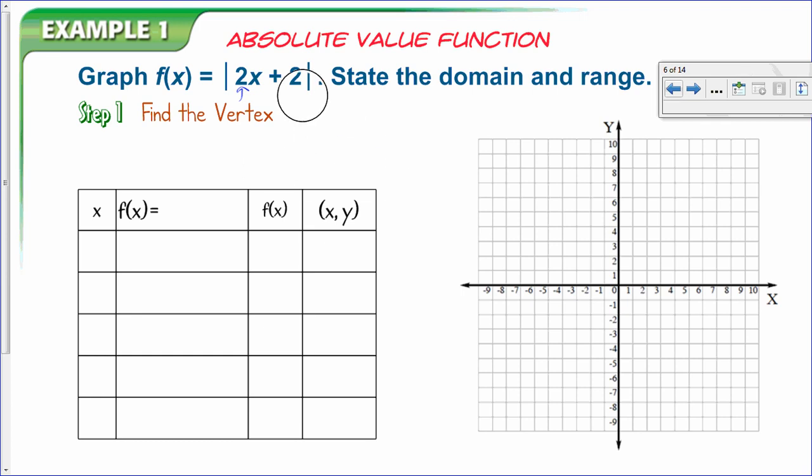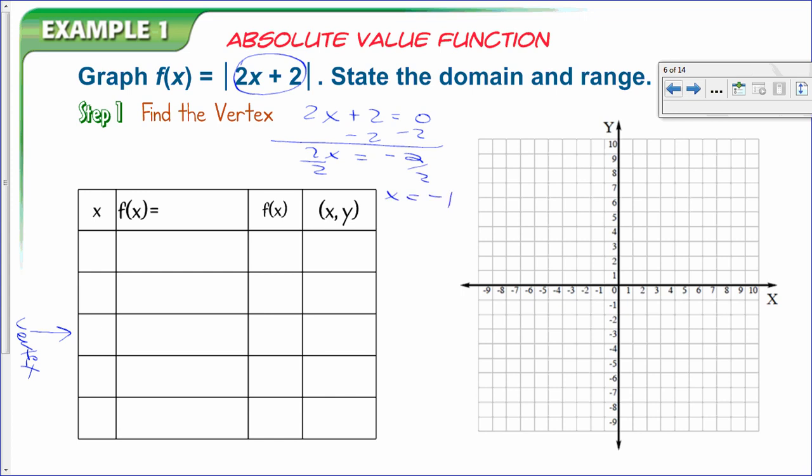So, that being said, what's the first thing that I need to find? Vertex goes where? Right there in the middle. That's my vertex. Remember how we find the vertex? Take this part in the middle and do what? Set it equal to 0. Subtract 2 from both sides. Divide by 2. X equals what? -1.